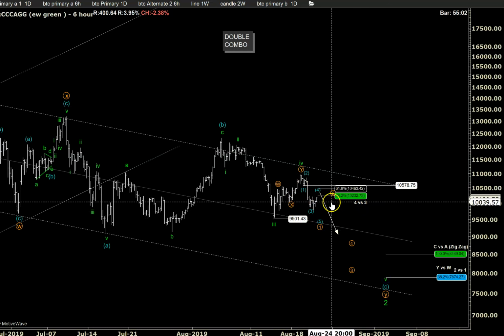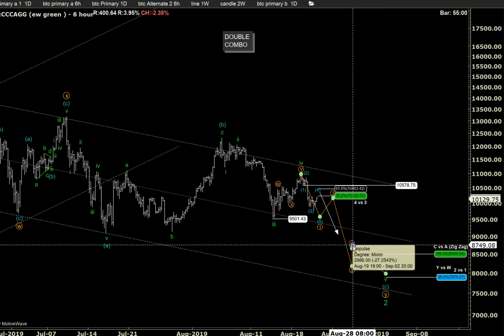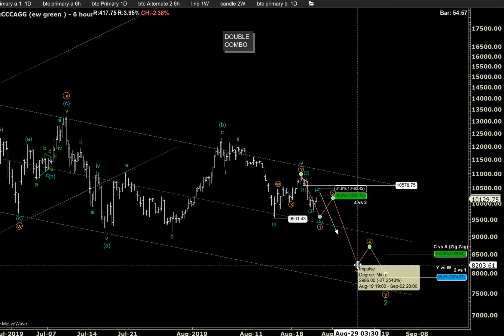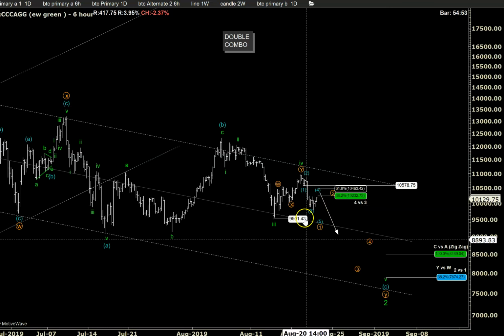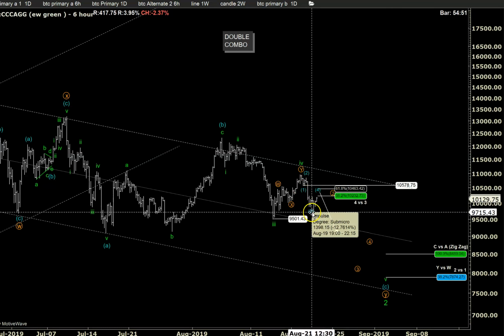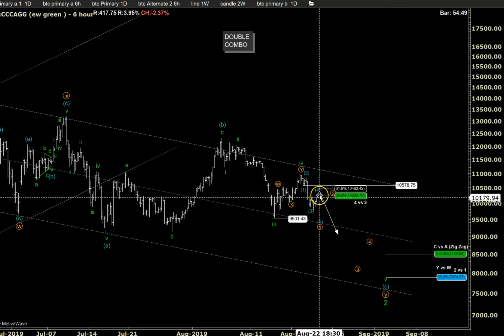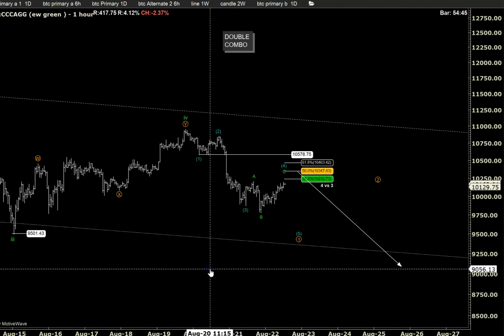So if it is a 1, 2, 3, 4, and 5, and this is just the first wave, wave 1, then we need a 5-wave structure inside it. For right now, we only have a 1, 2, 3, and I think we're doing a flat in 4 followed by a drop in 5.